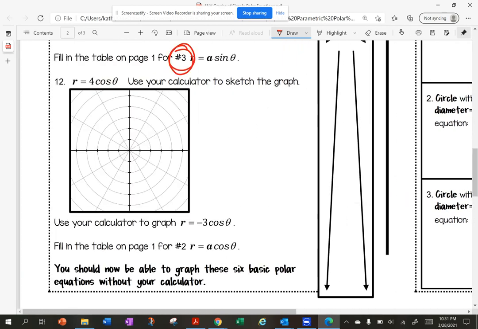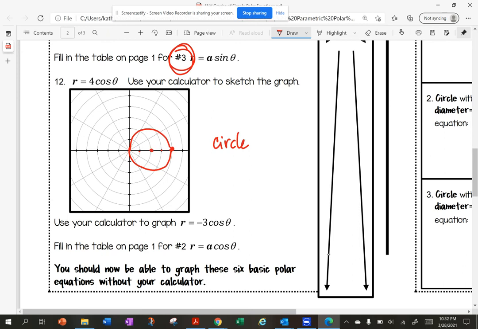All right, we are almost through. For number 12, r equals 4 cosine of theta. Let's sketch this one, and we put this in the calculator. I see I have 1, 2, 3, 4. It looks like this. So I have a circle.